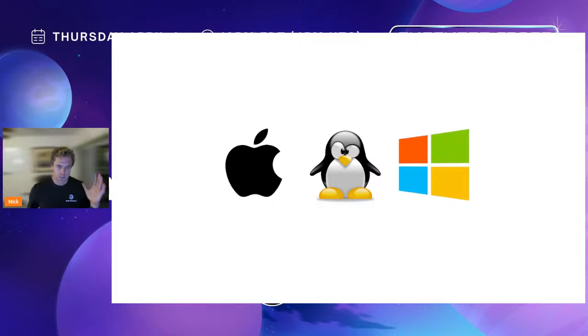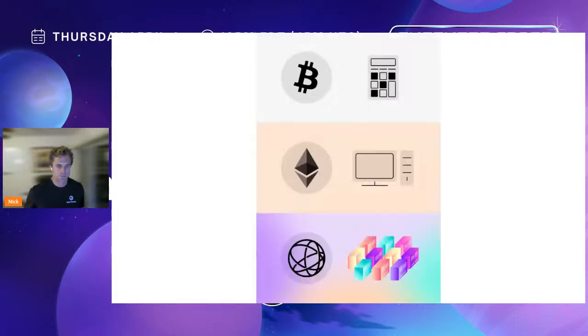And so it's sort of like you're no longer stuck with Windows. You can have Mac or Linux or whatever. And so to extend this analogy, if Bitcoin is a calculator and Ethereum is a computer, then you can think of Celestia and modular blockchains as cloud computers.